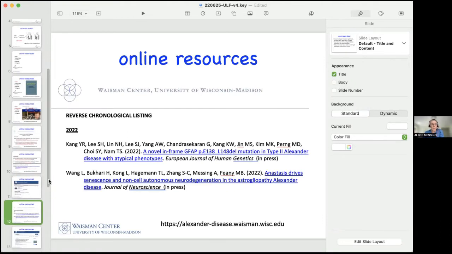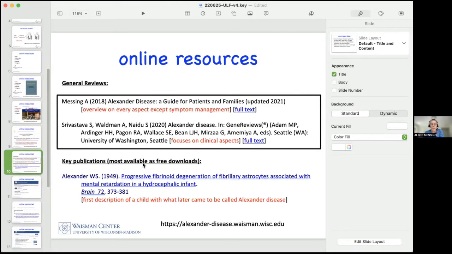I should say that in addition, following this box with the reviews, I have a section on what I think are the key publications going back to the beginning. The first paper by Stuart Alexander in 1949, not calling it Alexander disease. Of course, that didn't come until later when somebody else decided to name it after him. And I had complete control over this, so I decided to identify 19 papers that were the most important ones going back to the beginning.